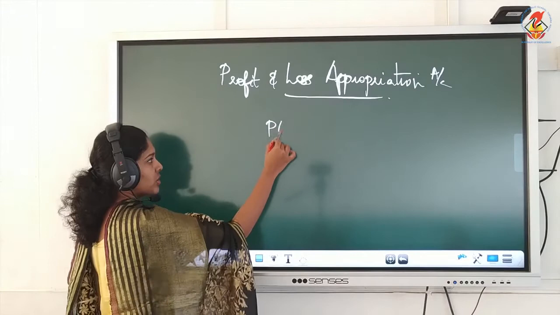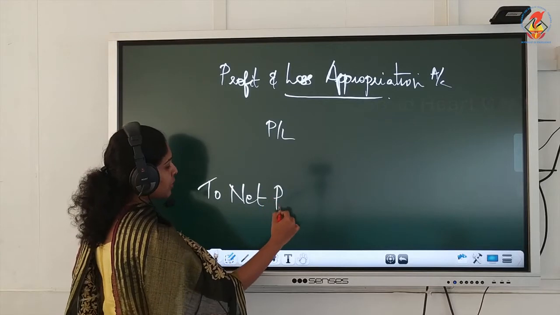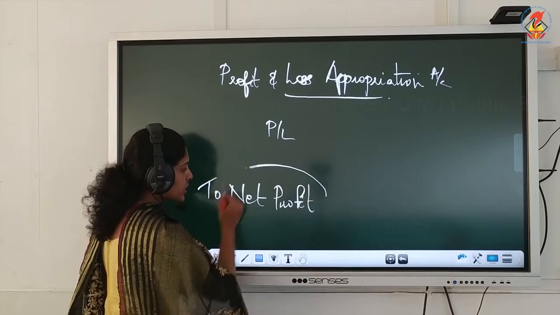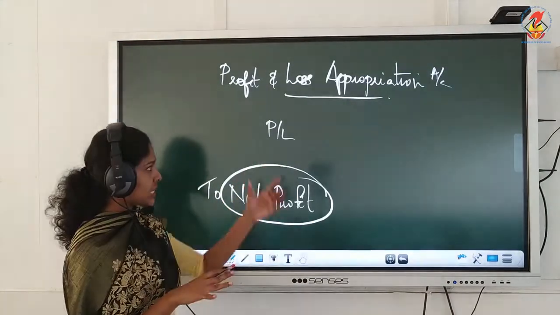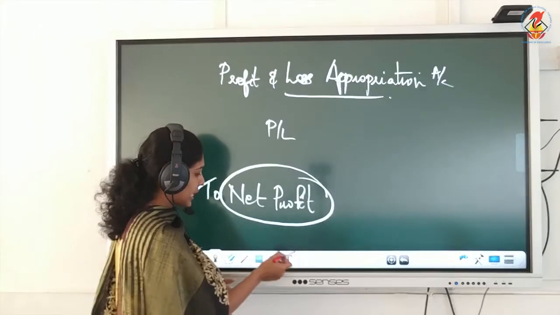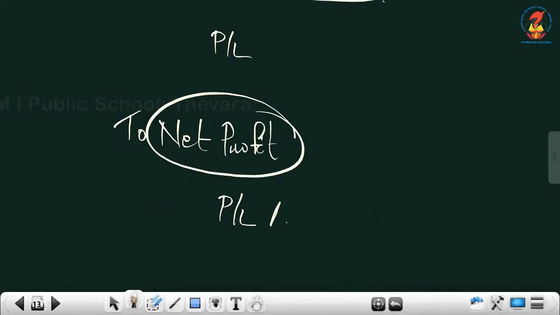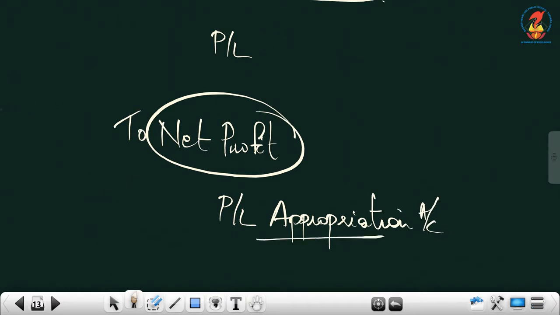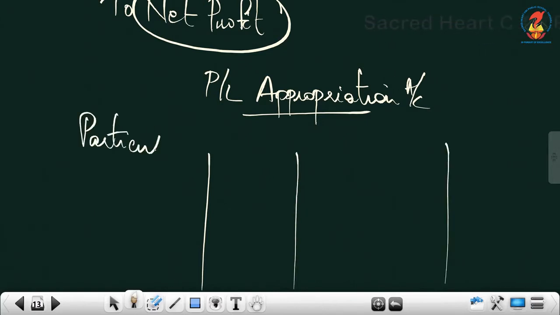From P&L account, from trading and P&L account, you will be getting a net profit or a net loss. Now this appropriation account shows how this profit is being utilized. So appropriation means distribution. So it is the extension or continuation of P&L account. Now this year we are not going to prepare P&L account again. We just have to do profit and loss appropriation account. You give the heading specimen of profit and loss appropriation account. We have 4 columns. Particulars amount, particulars amount.